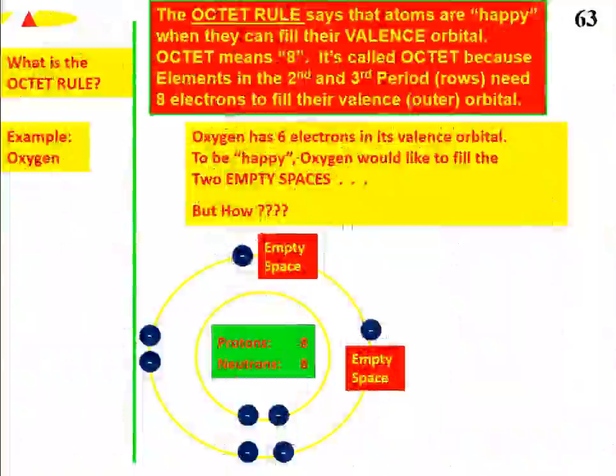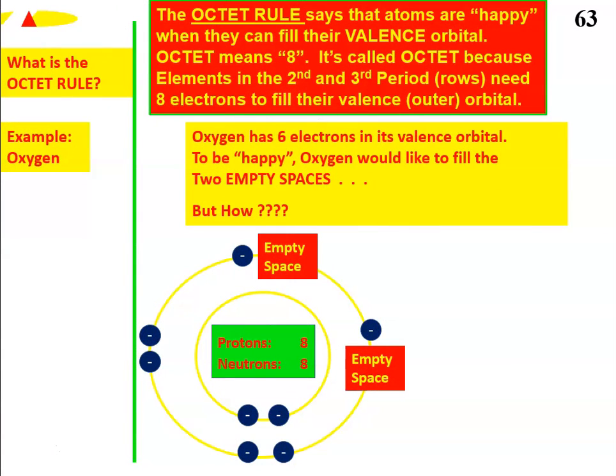So just as with ionic bonds, covalent bonds use the octet rule. The octet rule says that atoms are happy when they can fill their valence orbital. Octet means 8, and it's called octet because elements in the second and third periods, that is rows, and all the elements below, need 8 electrons to fill their valence outer orbital. So if you look at the oxygen atom, oxygen has 6 electrons in its valence orbital. To be happy, oxygen would like to fill the 2 empty spaces, but how?